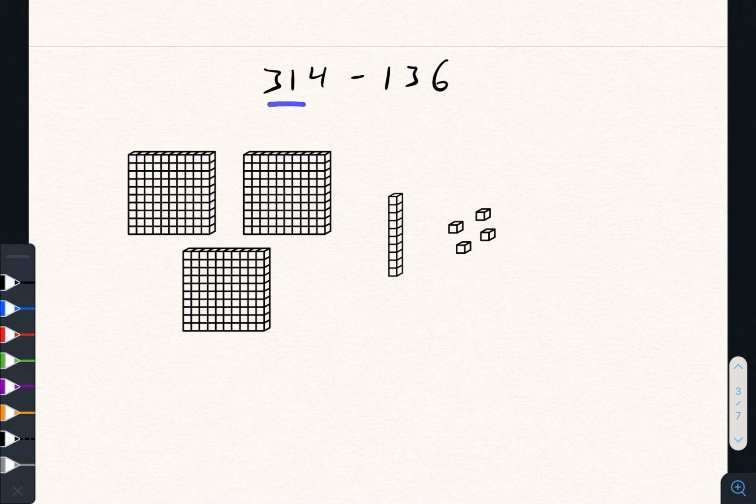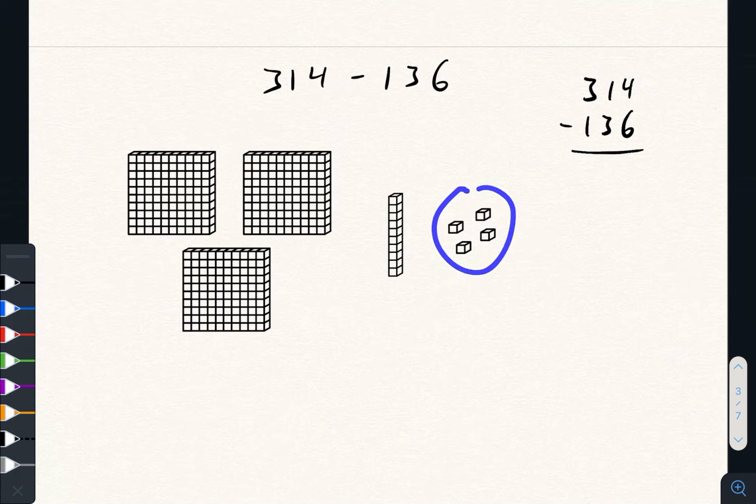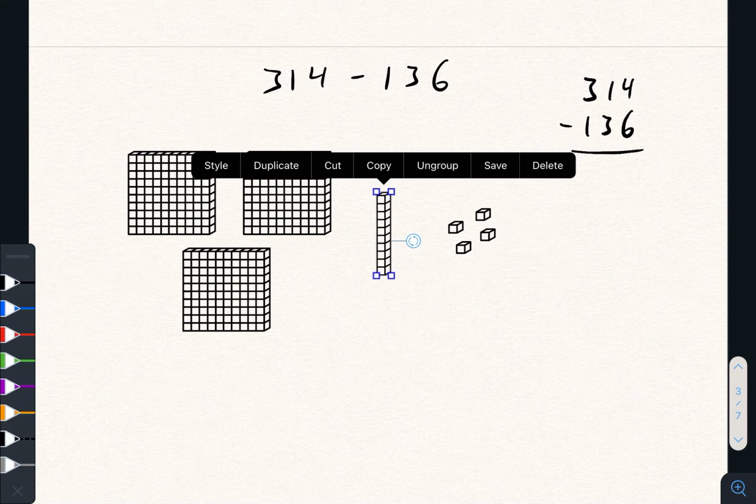So if I do 314 minus 136, I need to take away 100, 3 tens, and 6 singletons. So let's work from right to left, because again, when we do this in our standard algorithm, usually when we make exchanges, we work from right to left. So the first thing you do is notice, I need to take away 6 ones from the 4 ones, and so I need more. I can't do that.